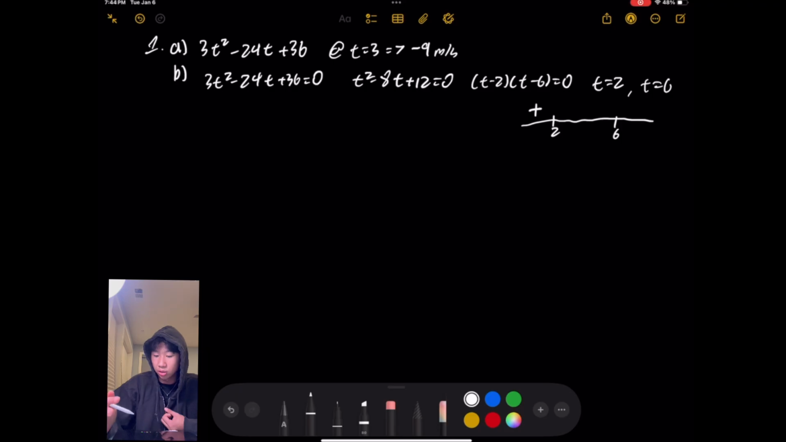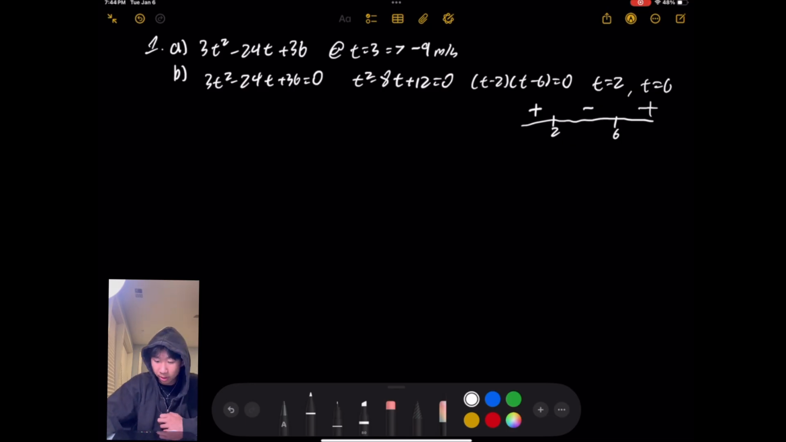Then from 2 to 6, let's choose a number like 3. We already figured out what it is at t equals 3 from part A, and that's -9, so this is negative. And then after 6, we'll choose an easy one, like 10. This is going to be 3 times 100, which equals 300, minus 240. Oh my days, I can't do math. This is still positive.